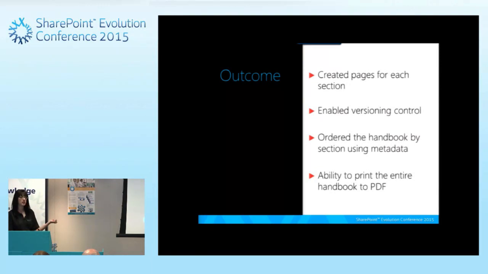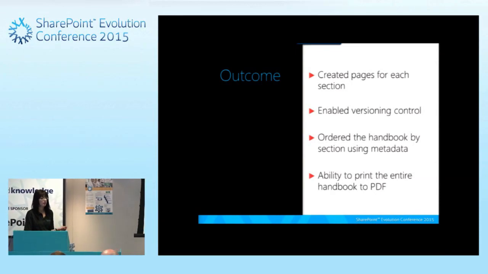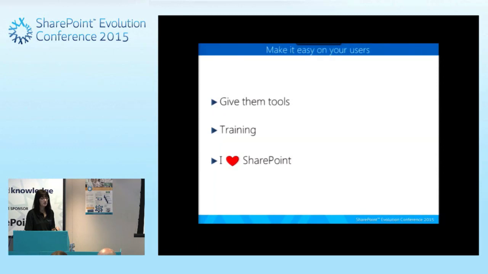So again, we turned on our versioning control to make sure we know when something was changed and by who. We have the ability to print out the entire handbook. And we ordered the handbook by the different metadata that's out there. So again, just try to make it as easy on your users as you can. Give them the tools to be able to administer the stuff themselves so that they don't have to come to you for every little change they need to make. Make sure and train your users. Happy users love SharePoint. It's great.